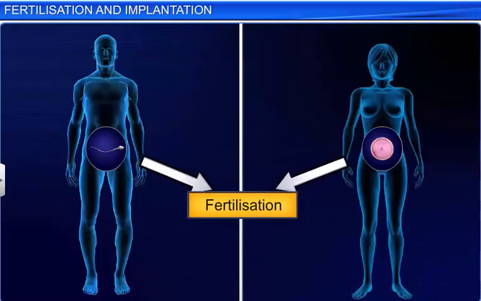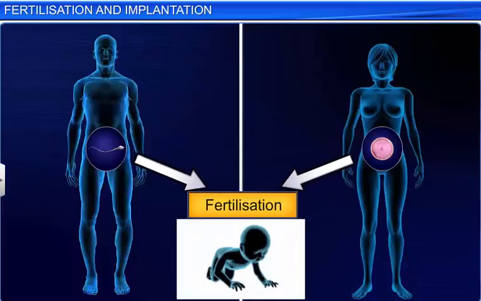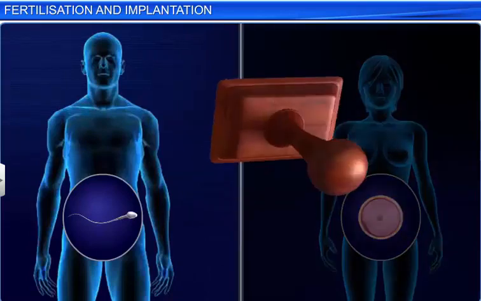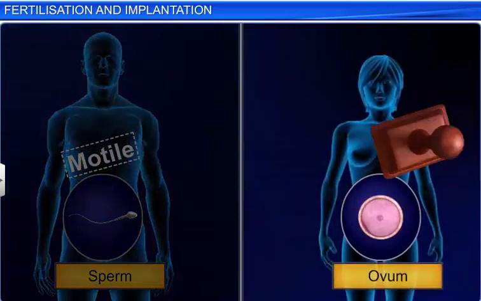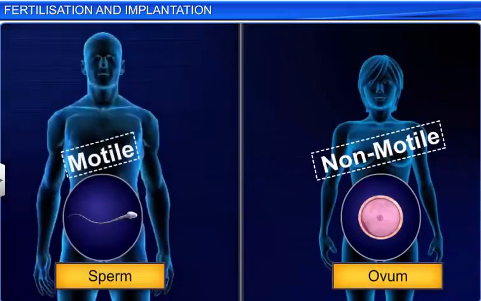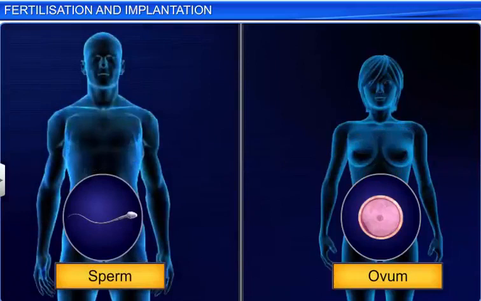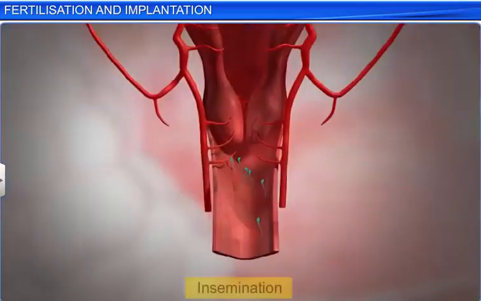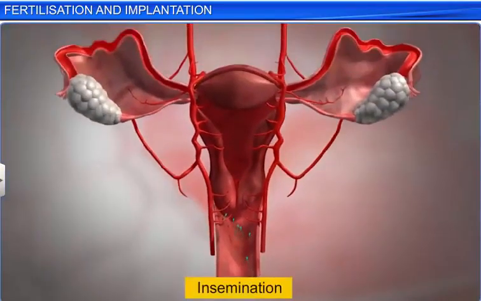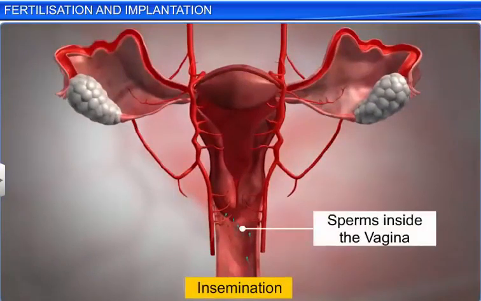Fertilization or fusion of gametes is the most vital event in the process of sexual reproduction, as it results in new life. In humans, while the male gamete or sperm is motile, the female gamete or ovum is non-motile. Therefore, for fertilization to occur, the two gametes must be brought together. This is achieved through insemination, where the penis releases semen filled with thousands of sperms into the vagina.